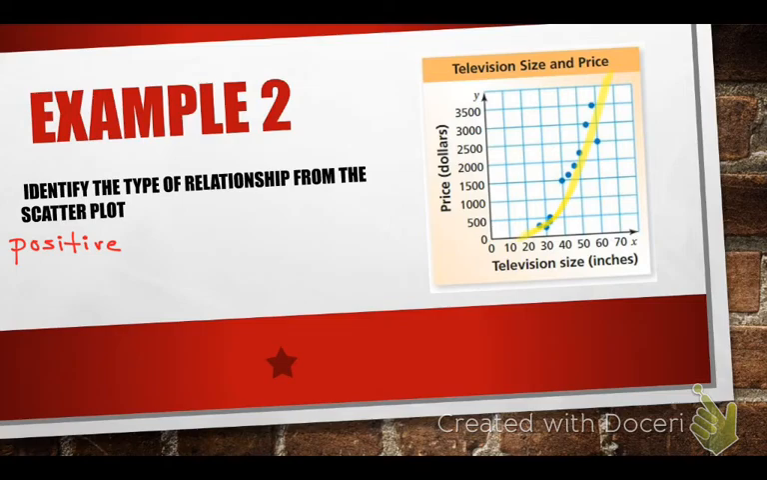Okay, Connor, how did you describe it? I said the scatter plot shows that price increases as TV size grows. Okay, price increases as TV size grows. The only thing I might switch on that is just write my X value first, but he's fine the way that he said it too, okay? As TV size increases, price increases, okay? Price increases. And doesn't that make sense?